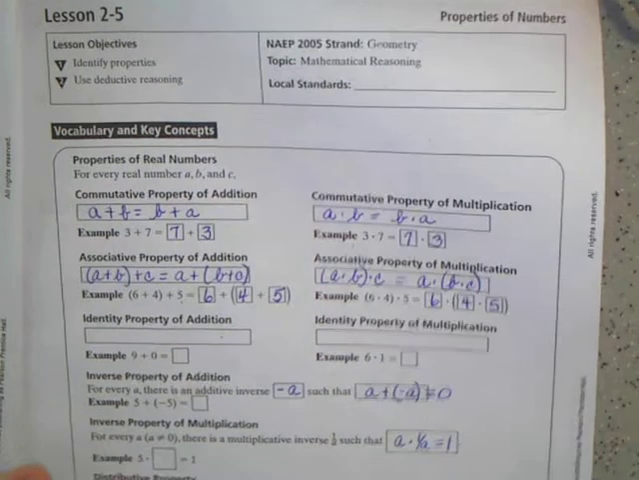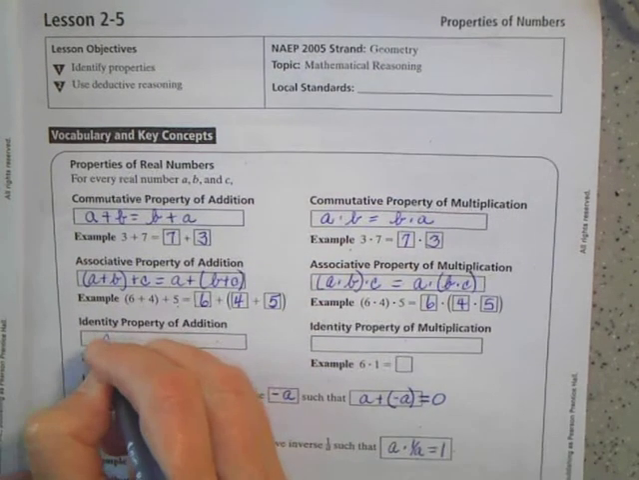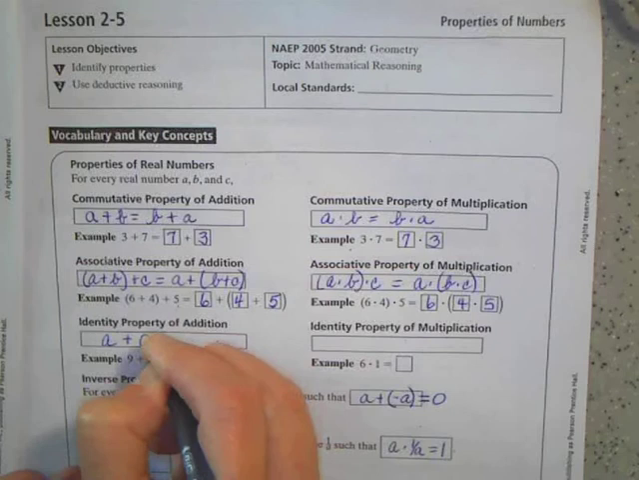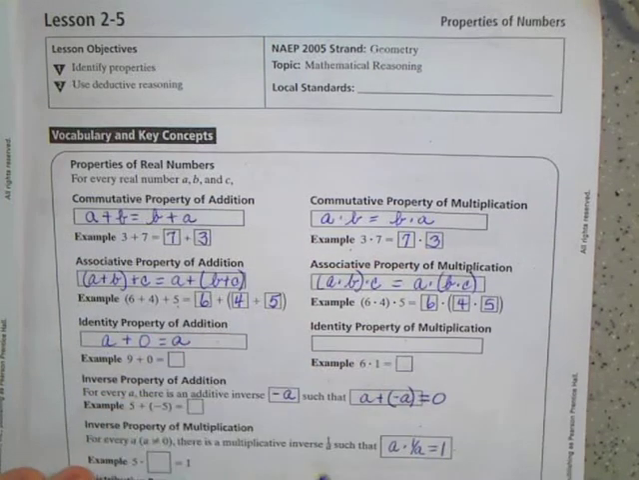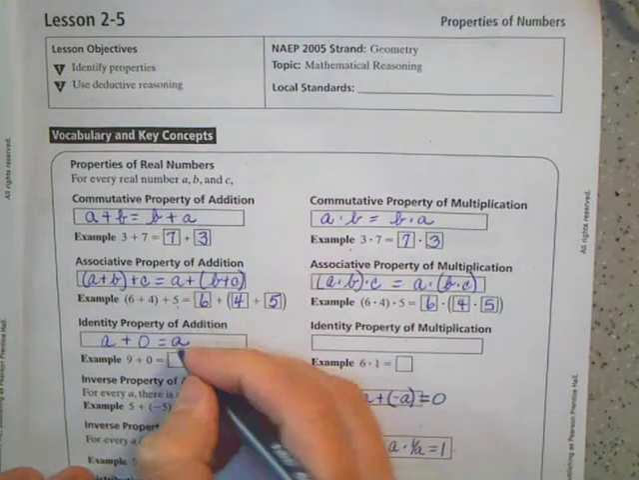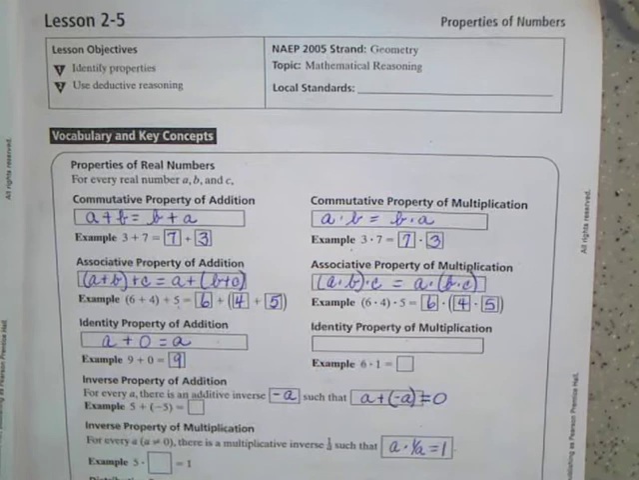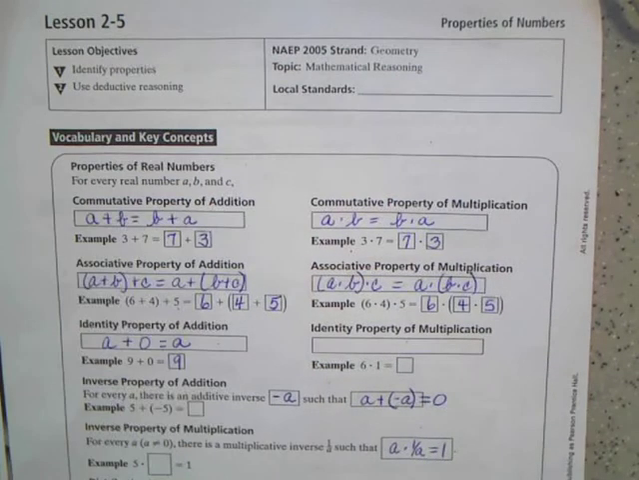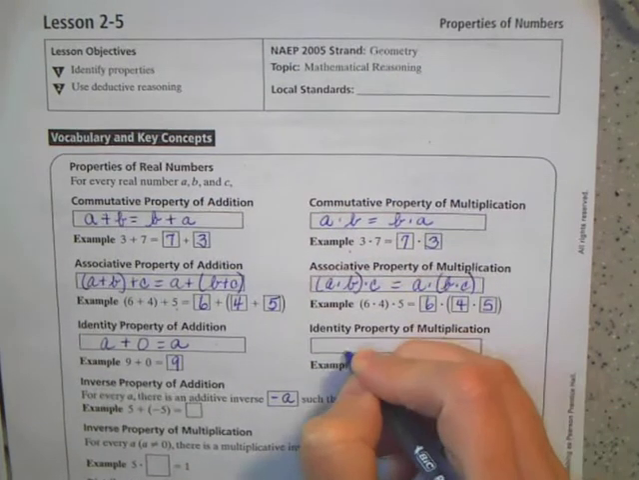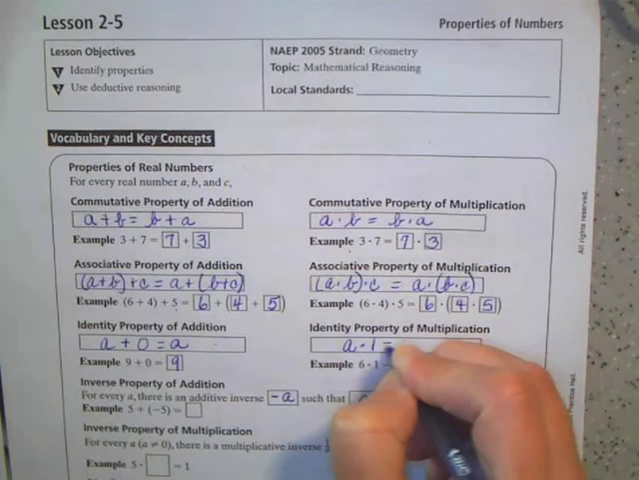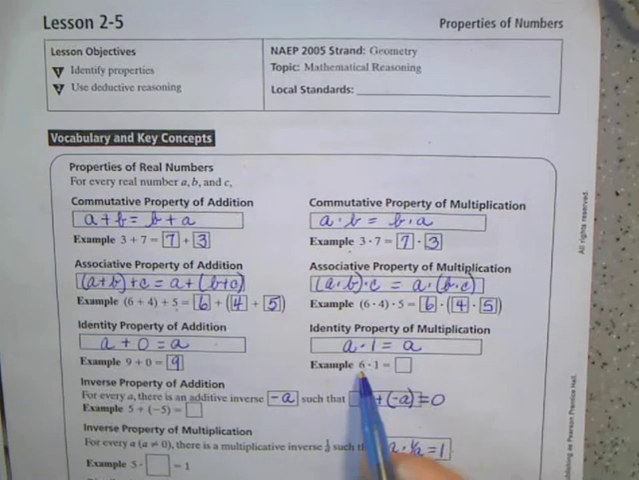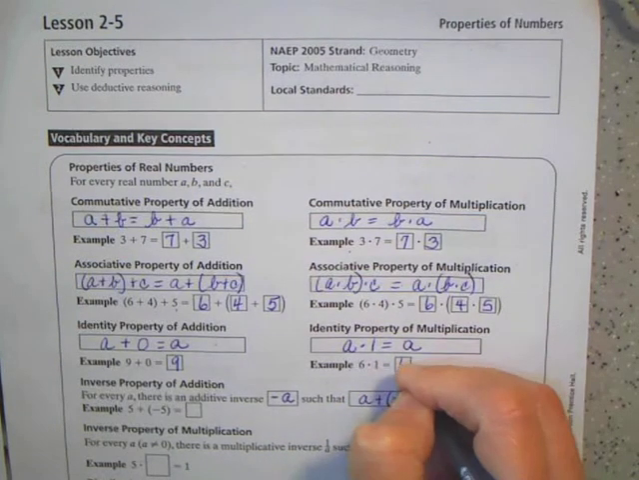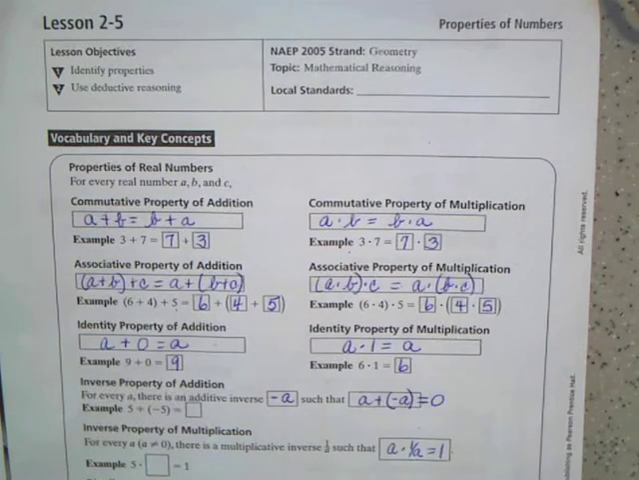The identity property of addition tells us that a plus 0 equals a. So 9 plus 0 would equal 9. Identity property of multiplication. A times 1 is equal to a. 6 times 1 equals 6.